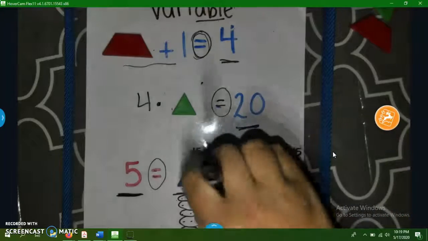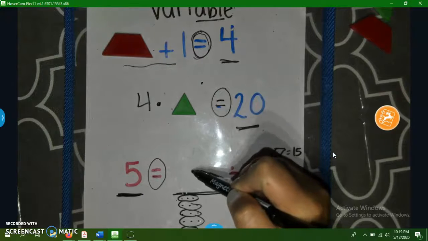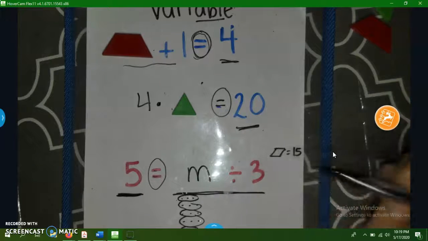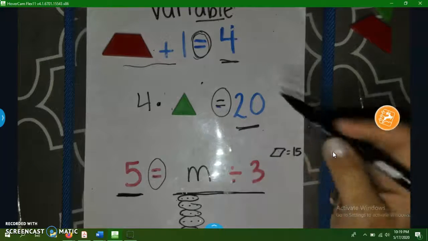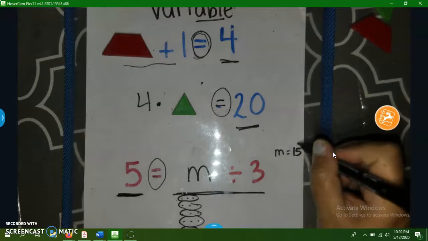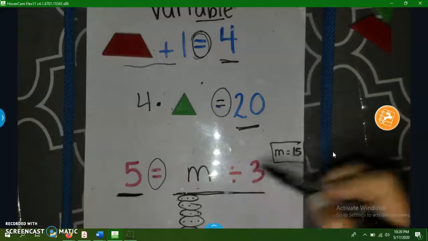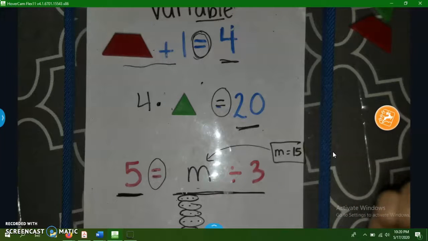Or if I wanted to plug in a different, more advanced math symbol, maybe I would say m divided by 3 is equal to 5, and I could say that m is equal to 15. Basically, I'm just saying that whatever I say this variable equals, I could plug it in and make a true statement.